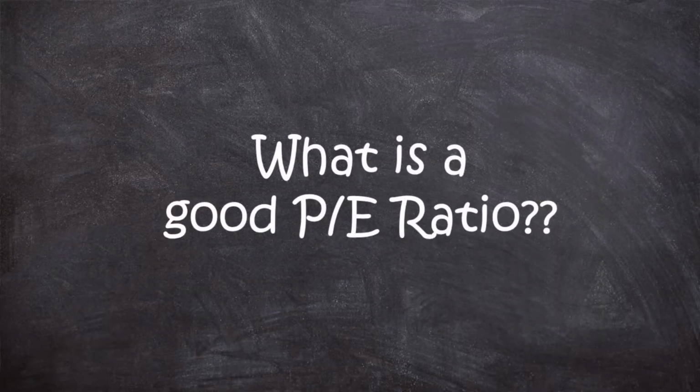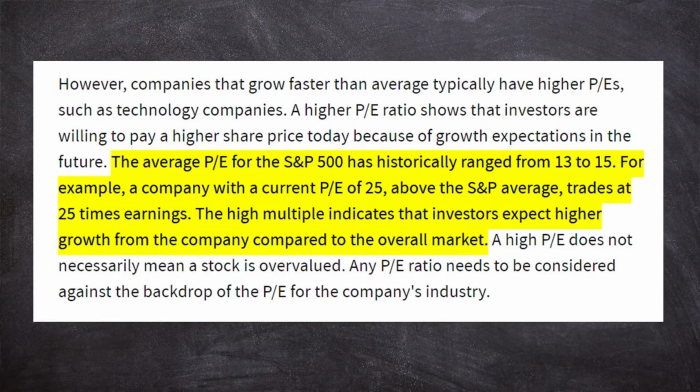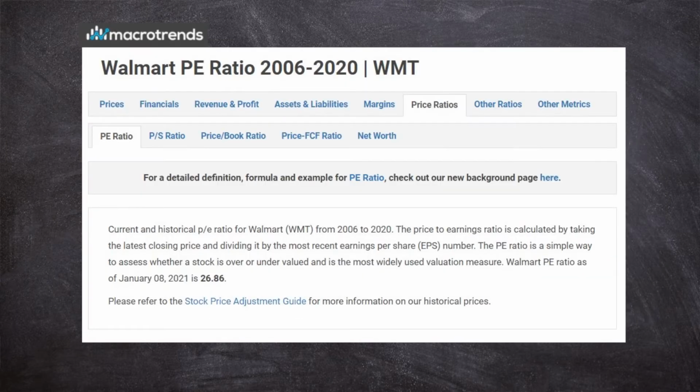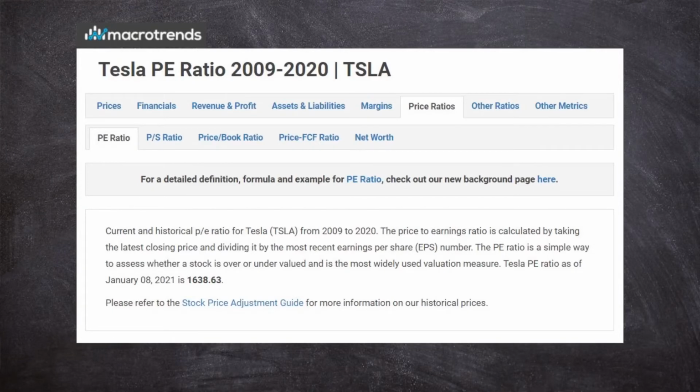Now, the most common question when it comes to this is, what is a good PE ratio? But there really isn't a black and white answer on this. The average PE for the S&P 500 has historically ranged from 13 to 15. If we look at a company like Walmart, their PE ratio was recently just shy of 27. But if we take a look at a very high growth stock like Tesla, their PE ratio was recently over 1600.